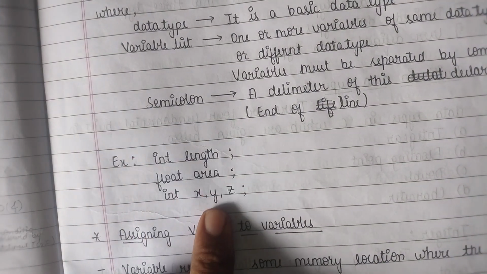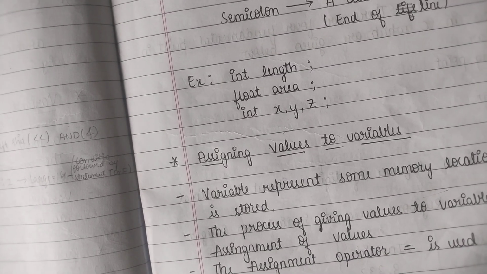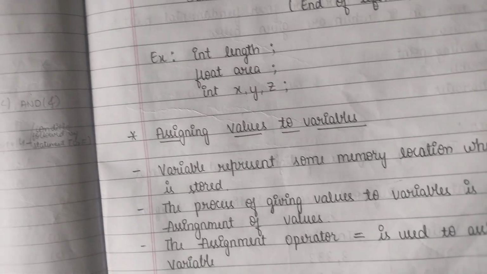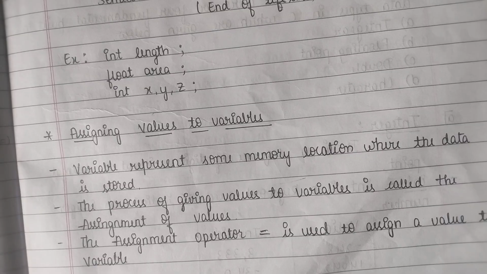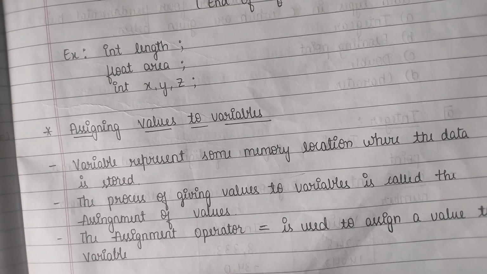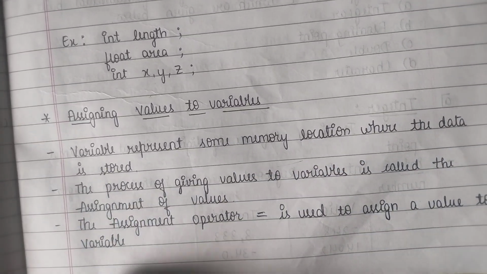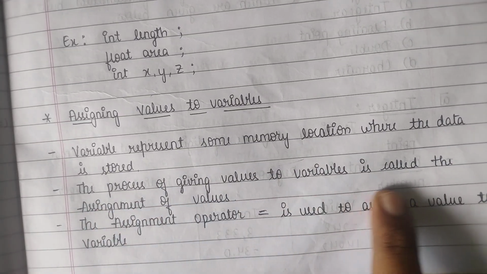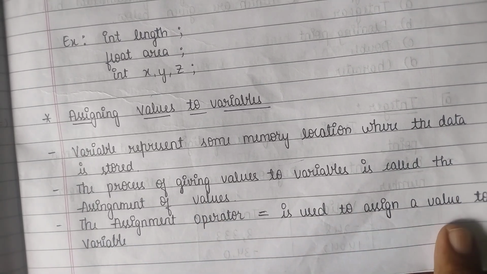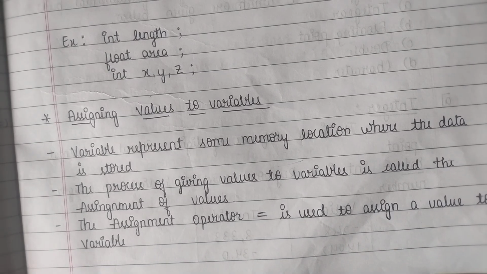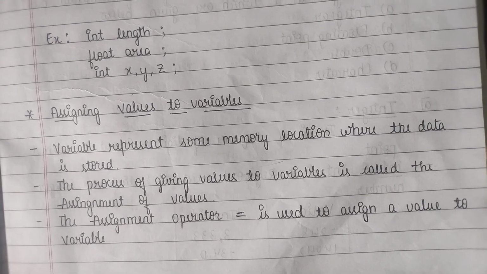Now these are the examples of declaring the variables. Next is assigning values to the variables. Once you have declared a variable, after the declaration we can assign some value to that variable. A variable represents some memory location where the data is stored. The process of giving a value to the variable is called assignment of value. So the assignment operator is used to assign a value to the variable. The name itself indicates assigning: assignment means we are assigning some value to the variable.